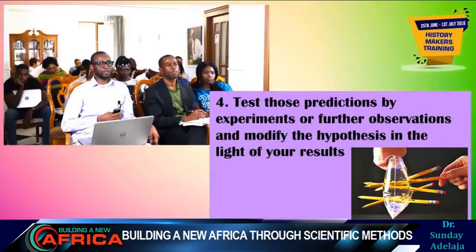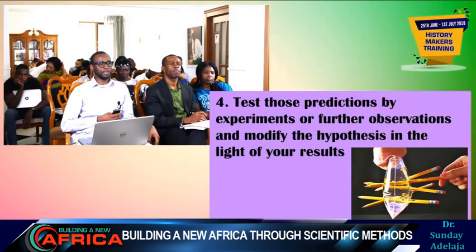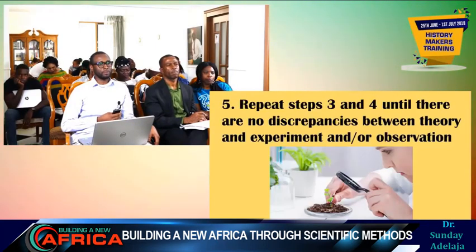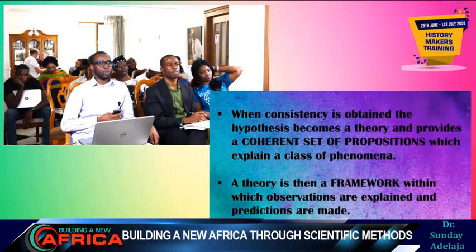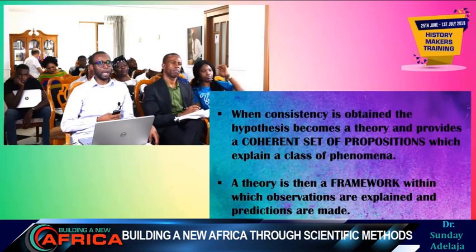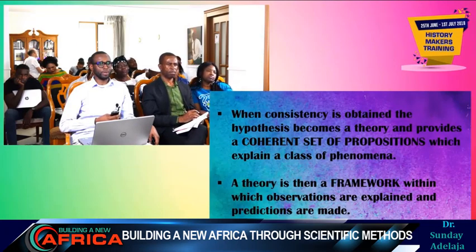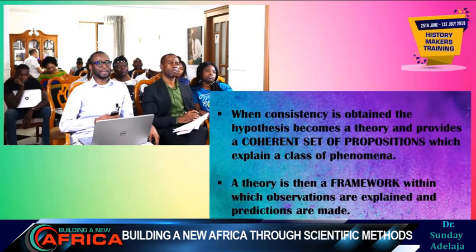Number 4, test those predictions by experiments or further observations and modify the hypothesis in the light of your results. Number 5, repeat steps 3 and 4 until there are no discrepancies between theory and experiment and/or observation. When consistency is obtained, the hypothesis becomes a theory and provides a coherent set of propositions which explain a class of phenomena. A theory is then a framework within which observations are explained and predictions are made.